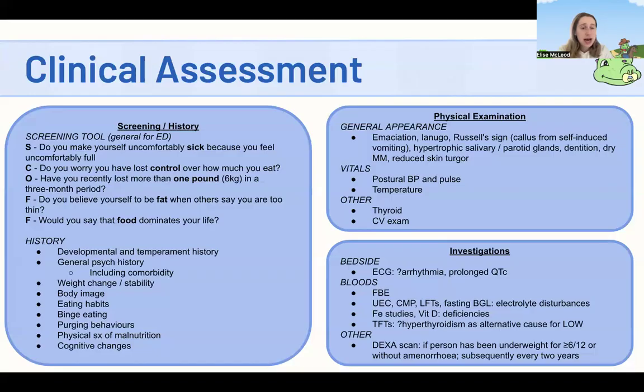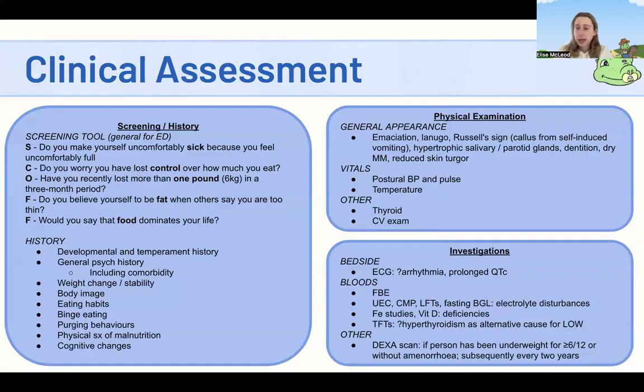In terms of history, developmental and temperament history are key. As we spoke about before, there are a lot of predisposing factors at play from people's development and their baseline temperament as well that can predispose them to eating disorders. A general psych history, looking at comorbid mental health conditions, which are very common, assessing the weight change and stability over time, how long this is over, why the young person thinks their weight has changed in this way. So getting their insight is really key, because I guess in anorexia nervosa, they don't see it as a problem necessarily.